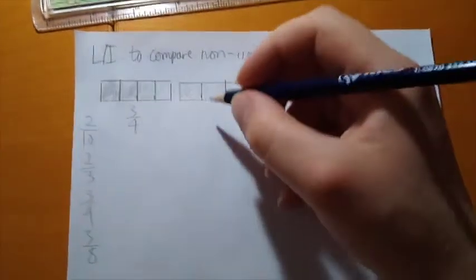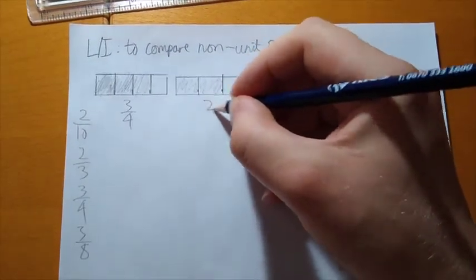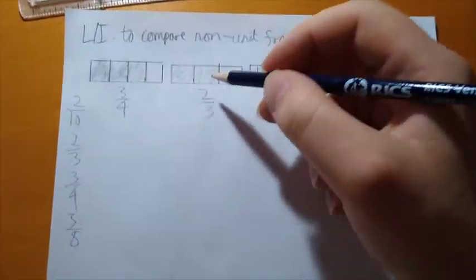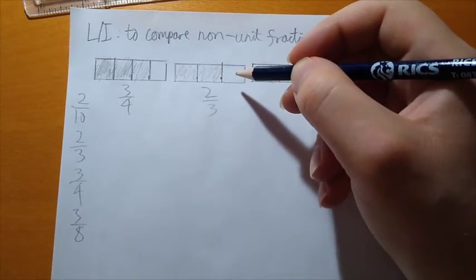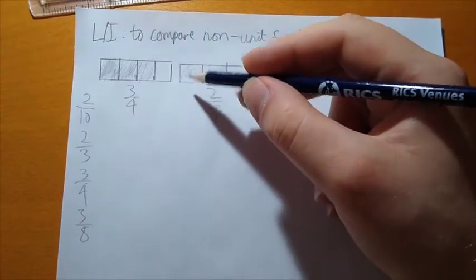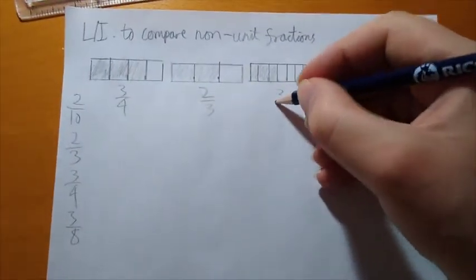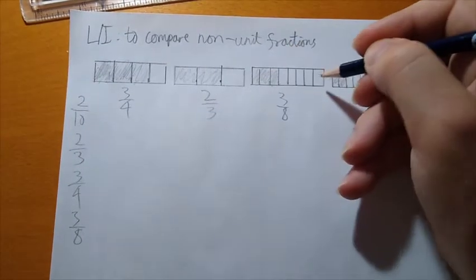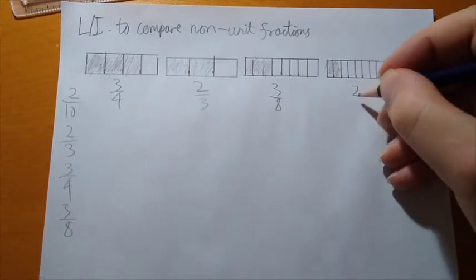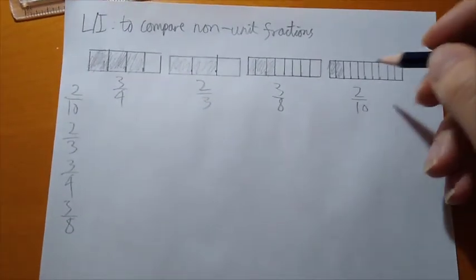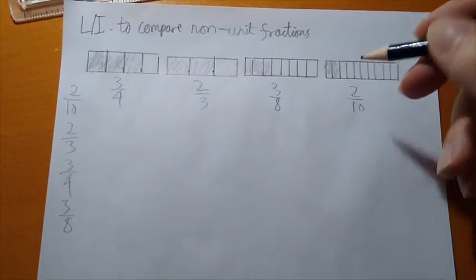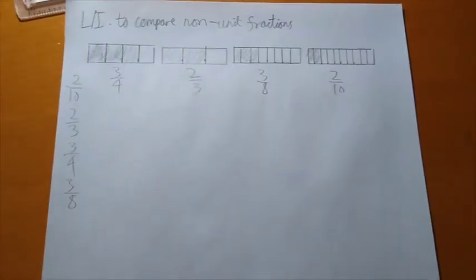Right, so this bar chart here represents 2/3. As you can see, there's 3 boxes on this bar chart, and 2 of these 3 boxes have been shaded in. This one here is 3/8. There's 8 spaces, 3 of them have been shaded in. And this one here is 2/10, as there's 10 spaces, 2 of them have been shaded in. If you got any of these right, very well done indeed.